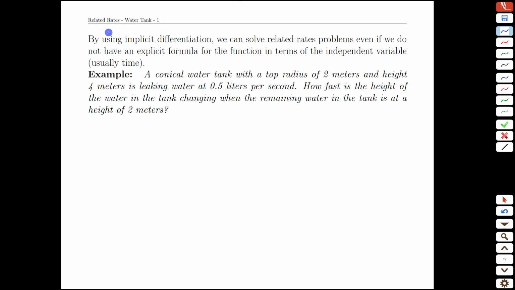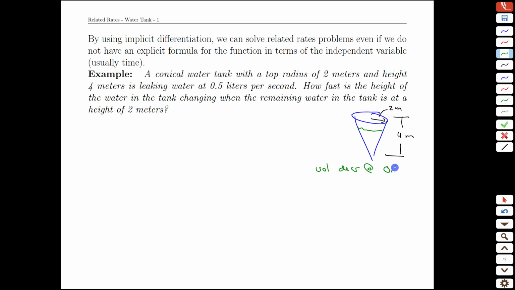Continuing our study of related rates, we're going to look at a problem which involves a water tank this time. We have a conical water tank with a top radius of 2 meters and a height of 4 meters. So the radius at the top is 2 meters and the height overall is 4 meters. Now it's not always full, so we have some water level in here and we have the volume decreasing at 0.5 liters per second.